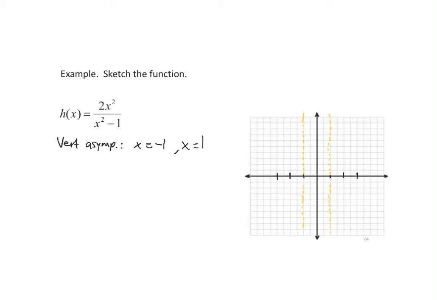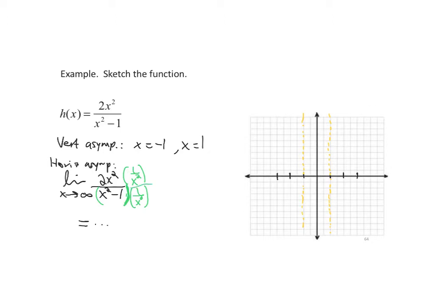Horizontal asymptote, since we did vertical, let's do horizontal. So we take the limit as x goes to infinity of 2x squared over x squared minus 1. And using the technique from 3.4, we multiply top and bottom by 1 over the highest power of x that appears in the problem. And if we work it out, we'll get 2. So the horizontal asymptote is y equals 2.